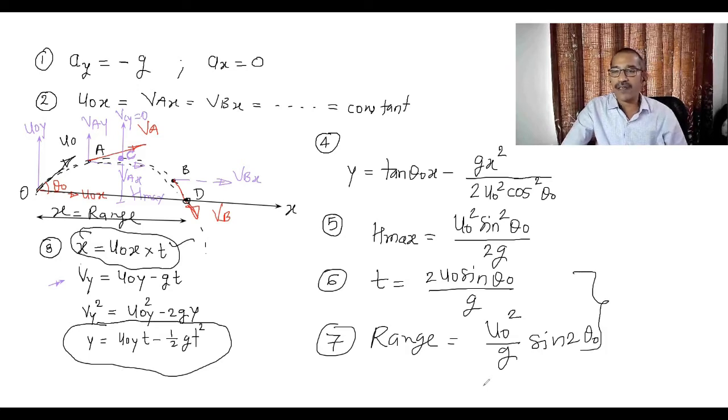Time of flight and range, these formulas were derived for the standard case where the initial and final position lie on the same horizontal line. Therefore, these two standard formulas of time of flight and range are not valid for all types of problems. These two formulas are valid only when the initial and final position lie on the same horizontal line.